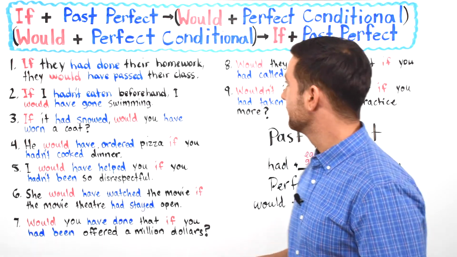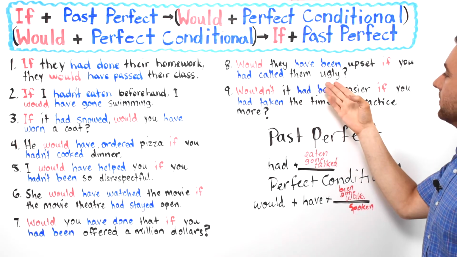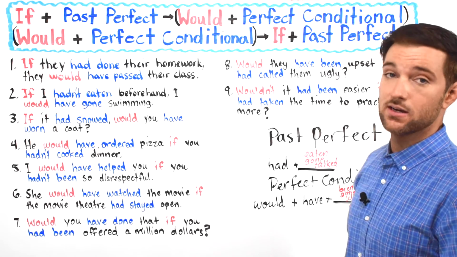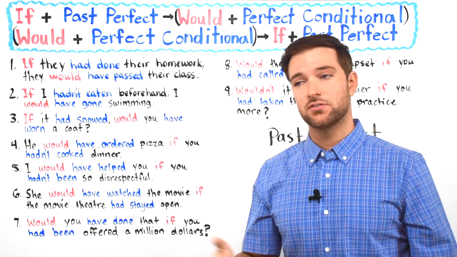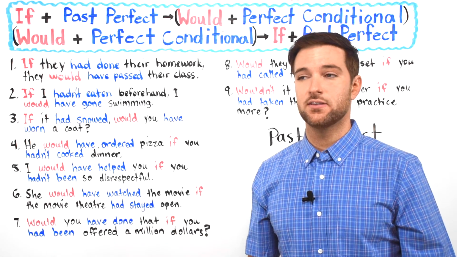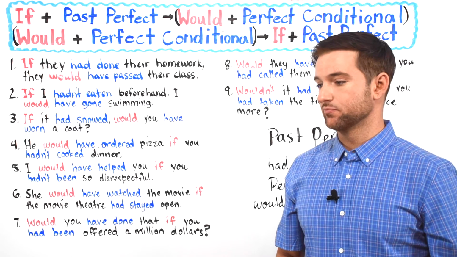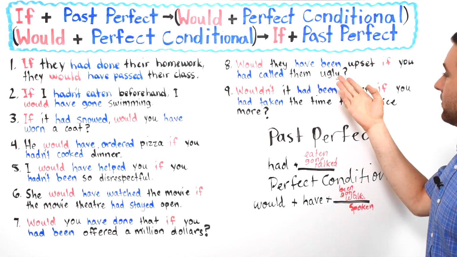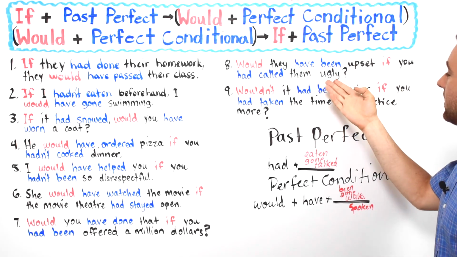Okay. Number 8, would they have been upset if you had called them ugly? So ugly is not a very nice word, to be honest, but it's the opposite of beautiful. So you have beautiful, right? And then you have ugly, right? So, for example, you're asking a question also in this case. Would they have been upset if you had called them ugly?